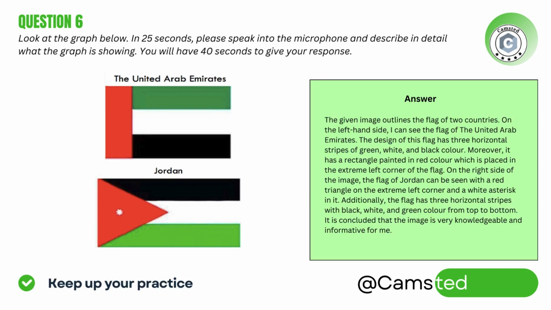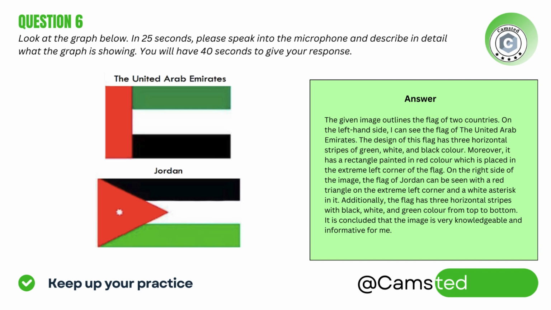The given image outlines the flag of two countries. On the left-hand side, I can see the flag of the United Arab Emirates. The design of this flag has three horizontal stripes of green, white, and black color. Moreover, it has a rectangle painted in red color, which is placed in the extreme left corner of the flag.